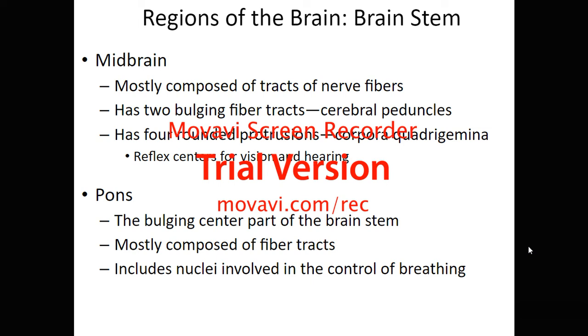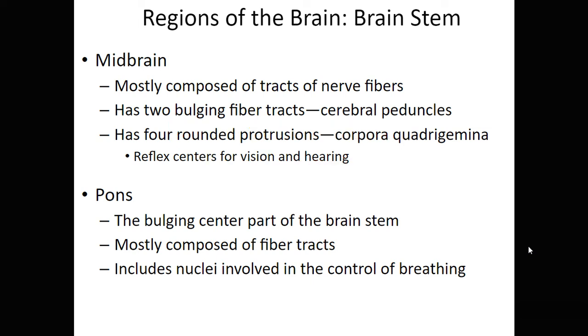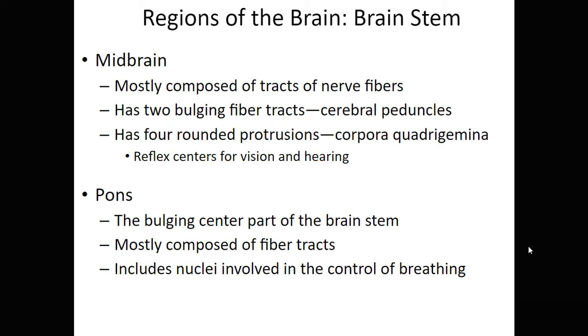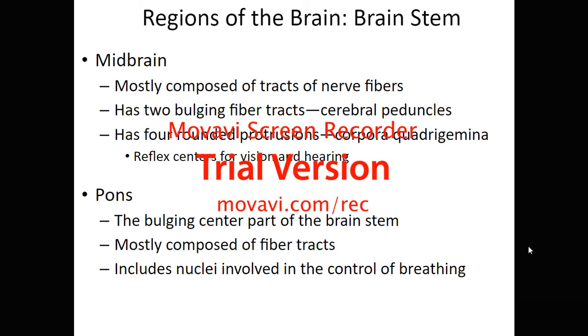All right, so these slides pretty much summarize what I went through talking about. Again, the midbrain, mostly composed of tracts of nerve fibers, has 2 bulging fiber tracts, cerebral peduncles. It has 4 rounded protrusions, and it is the reflex center for vision and hearing. And then the pons, again mostly composed of fiber tracts, has nuclei involved in the control of breathing. You also find cranial nerves 5, 6, and 7, and their nuclei are located in the pons.